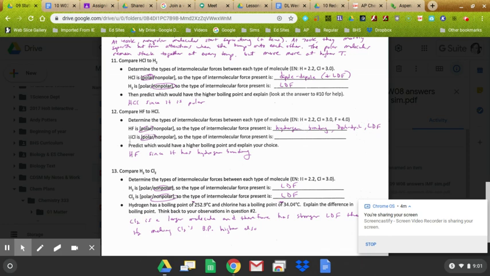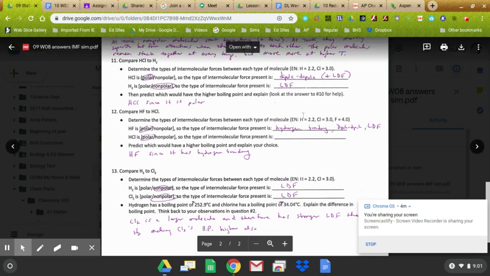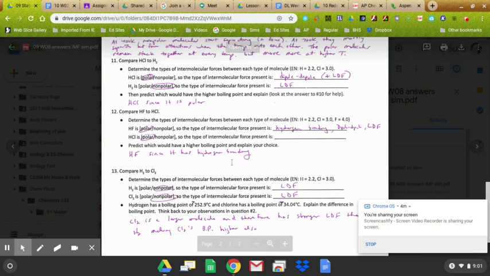I didn't rewrite HCl again down here. It's dipole-dipole and LDF, just like the first time. But again, we would predict that HF should have the higher boiling point because it has hydrogen bonding, and that's going to be way, way stronger than just the dipole-dipole.